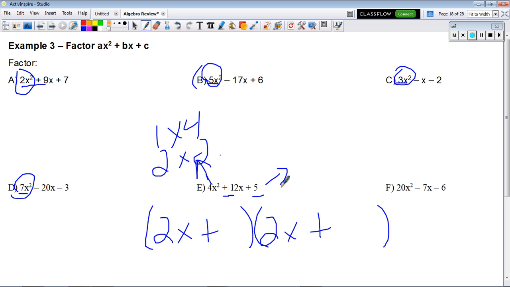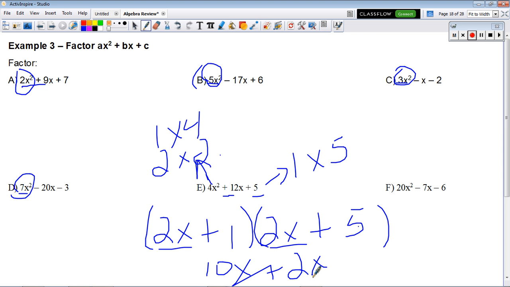And then the factors of 5 are simply just 1 times 5. So I'm going to put a 1 in, I'm going to put a 5 in, and it doesn't matter where the 1 and the 5 go because both of these are the same. Now I'm going to do the outside-inside part of the FOIL to check and see if it's right. So I got 2x times 5, that's 10x, and then I have 1 times 2x, which would be 2x, and if you put those together, that equals 12x. So that is in fact correct. So that's the answer for part E.